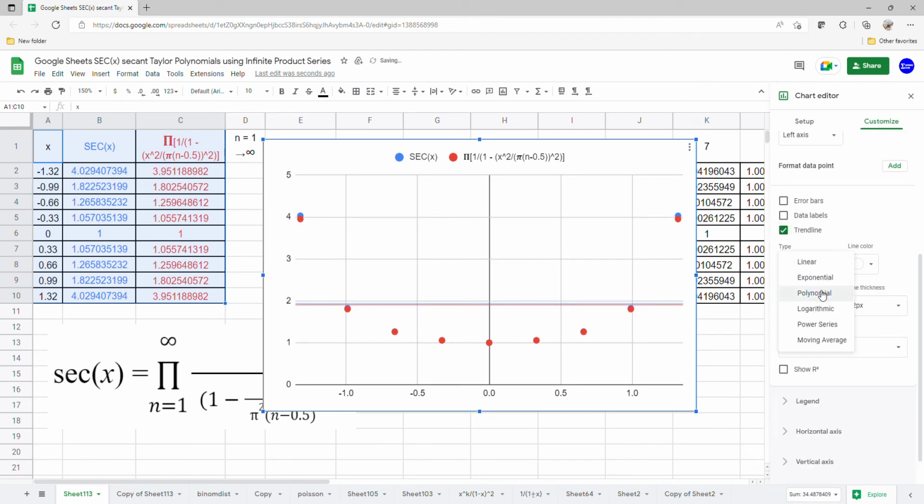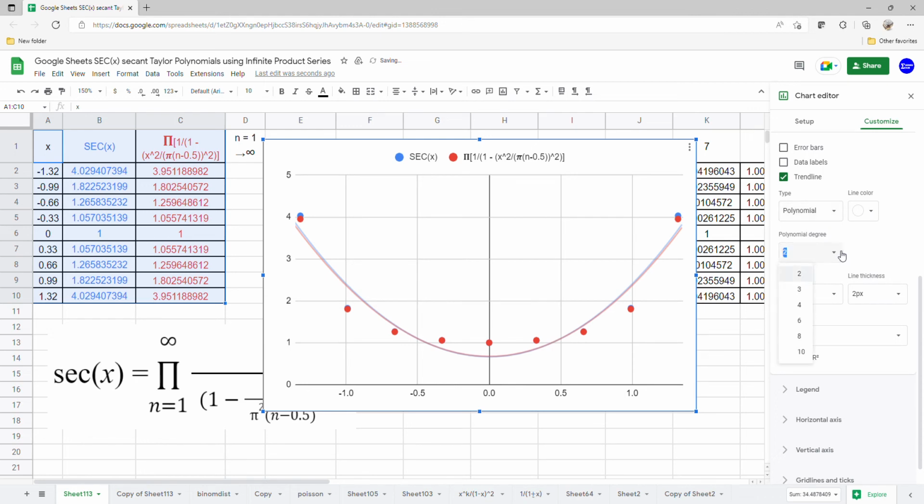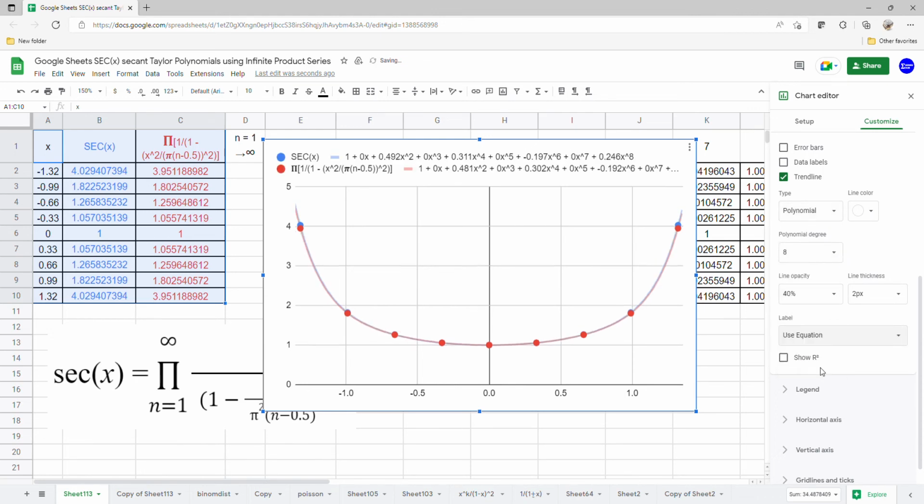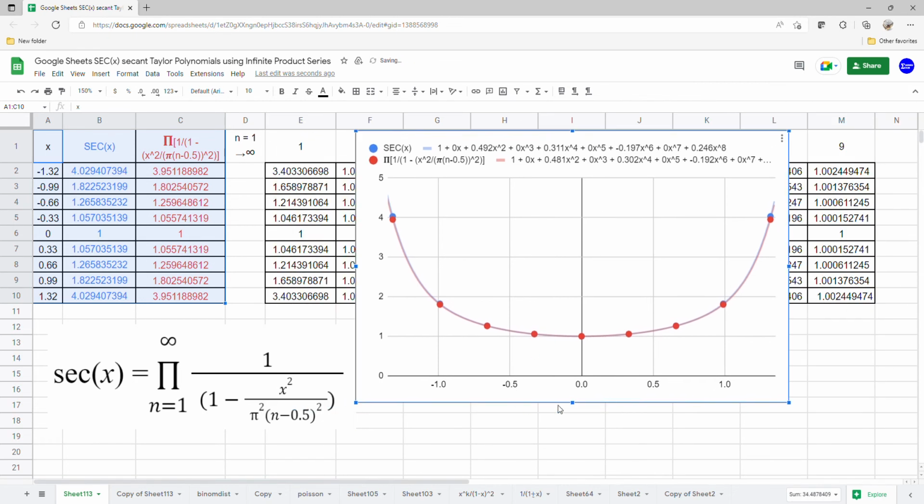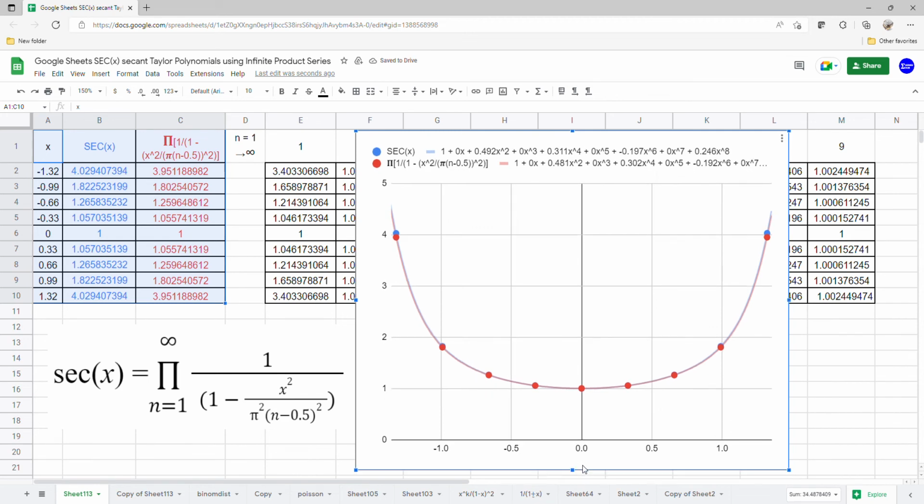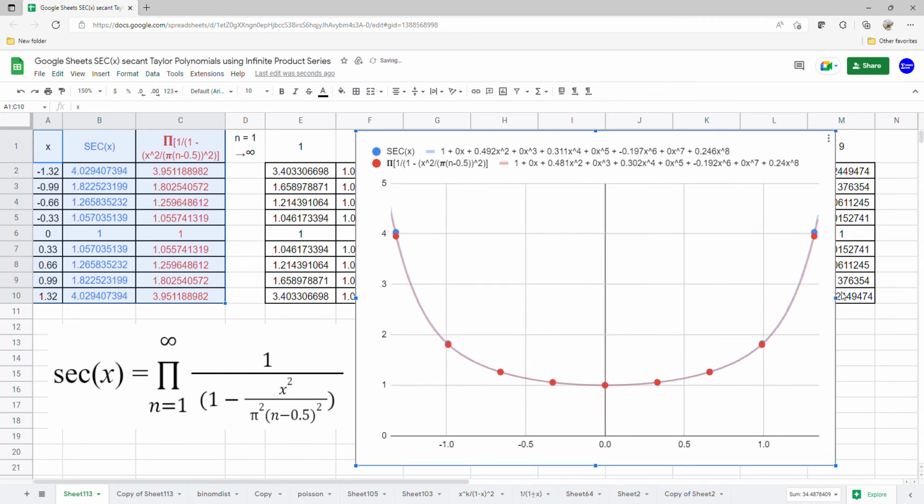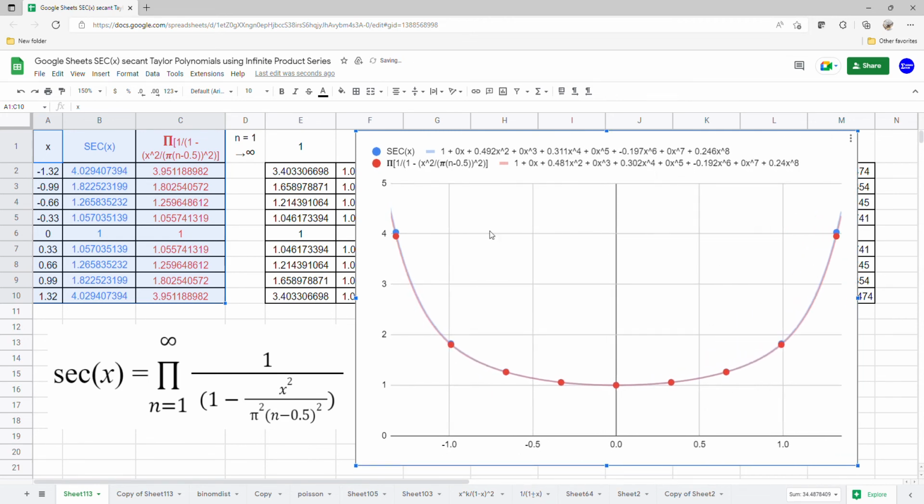The type polynomial. The degree 8. For the label, use the equation. Here's the trend line and polynomial of the secant and its infinite product series expansion.